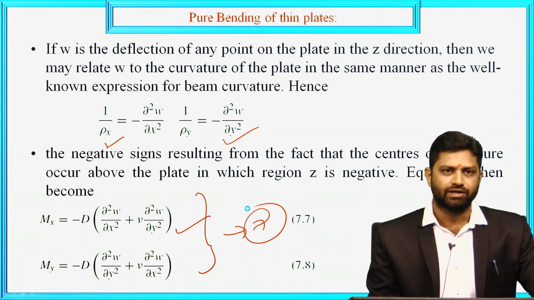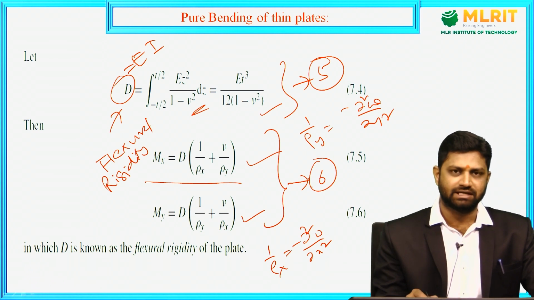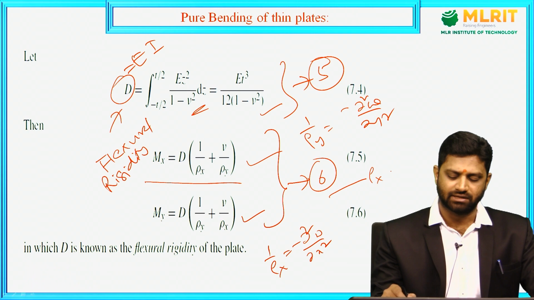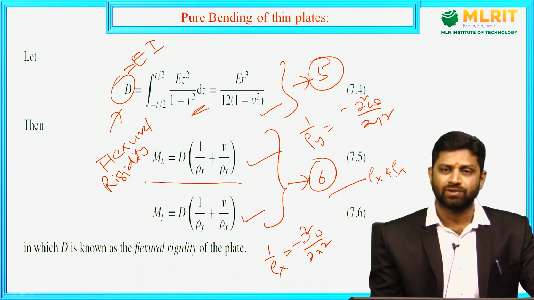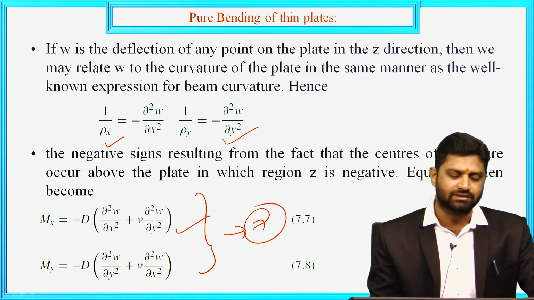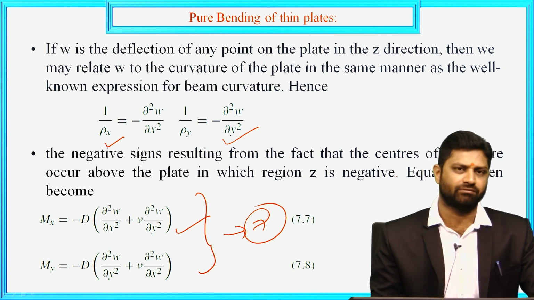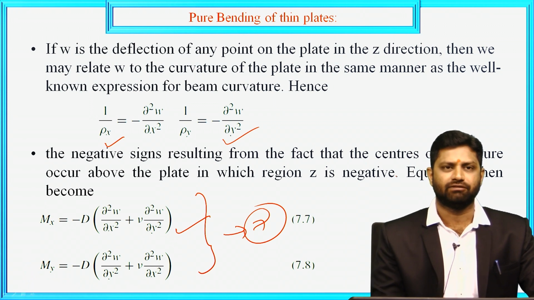So what we need to understand here are Mx and My. Equation number 6 is written in terms of the curvatures, that is rho x and rho y. Similarly, Mx and My can be written in terms of the deflection of the plate, that is given by equation 7. So for the analysis, it's very important to know the Mx and My formulas in terms of either curvatures, or, most of the time, in terms of the deflection W.